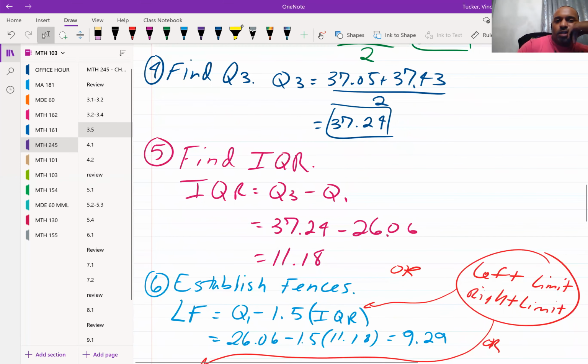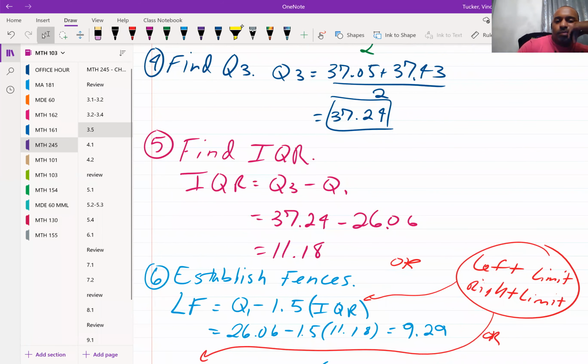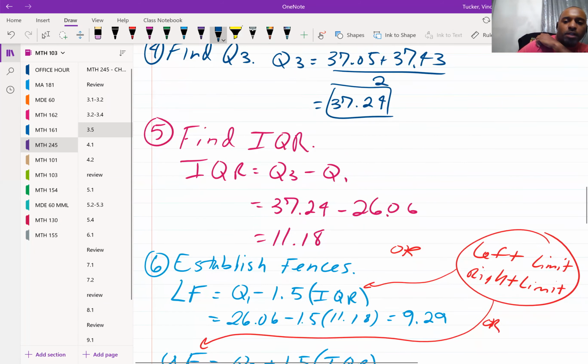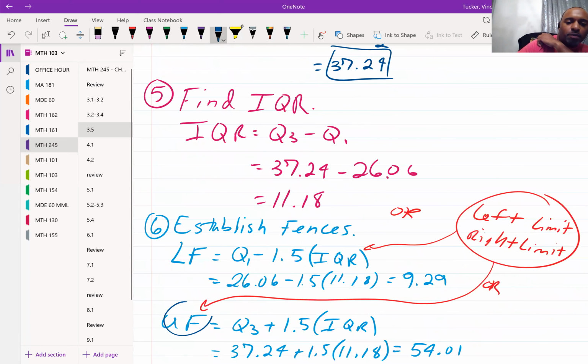All right, step 6. We go ahead and establish our fences. I forgot whether your book called it the left limit or right limit, but if they do, it's called the same thing. Left limit, or in other words, our lower fence. And then the right limit is the same thing as our upper fence, just another terminology, but it's the same calculation.